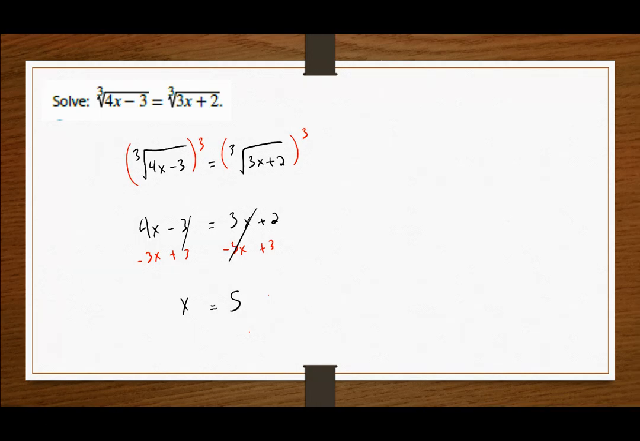So in this case, when we plug back in my variable for x, we end up with the cube root of 4 times 5, which is 20, minus 3, and the cube root of 3 times 5, which is 15, plus 2. So either way, we get the cube root of 17, which confirms that, yes, this is in fact a solution to the equation.